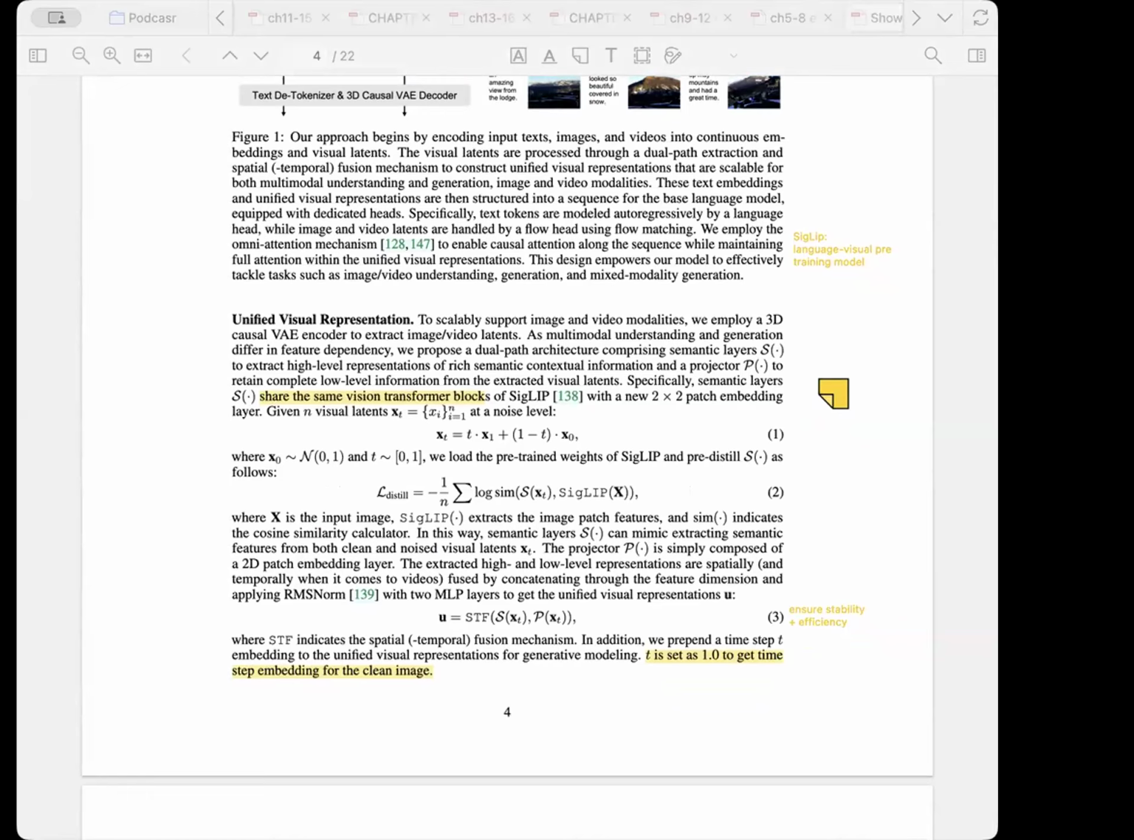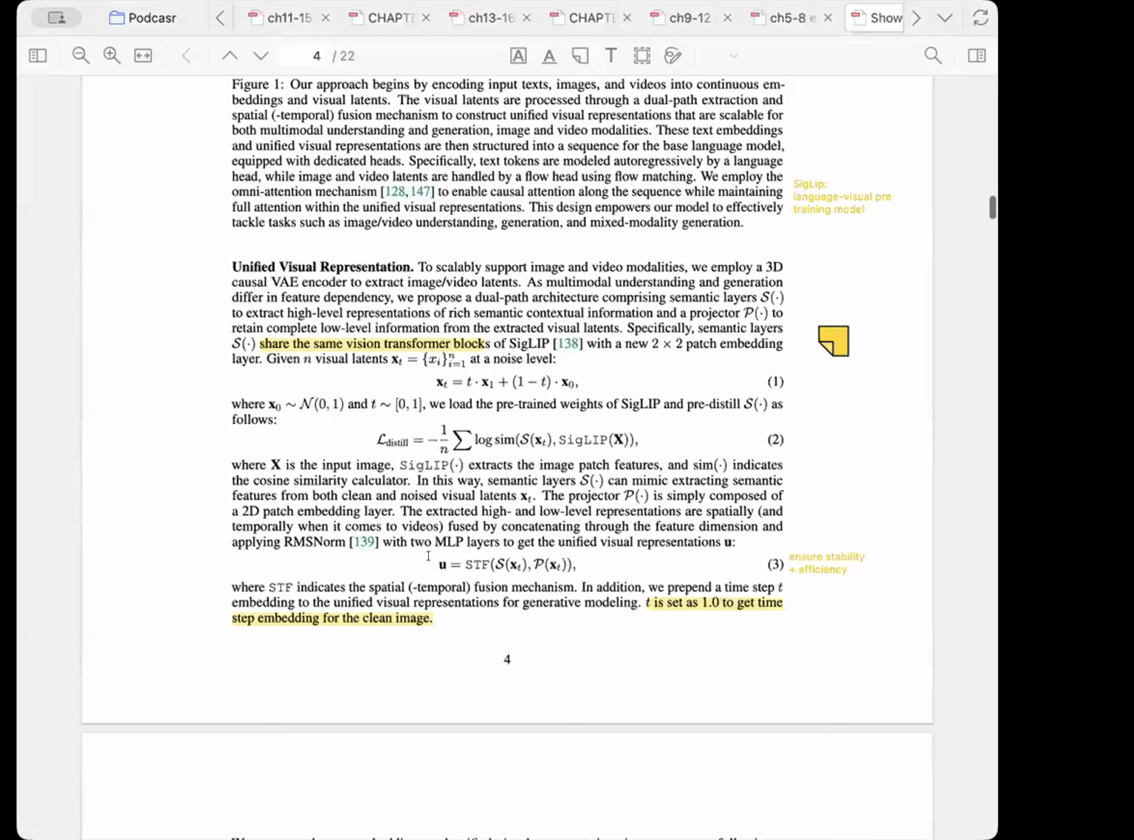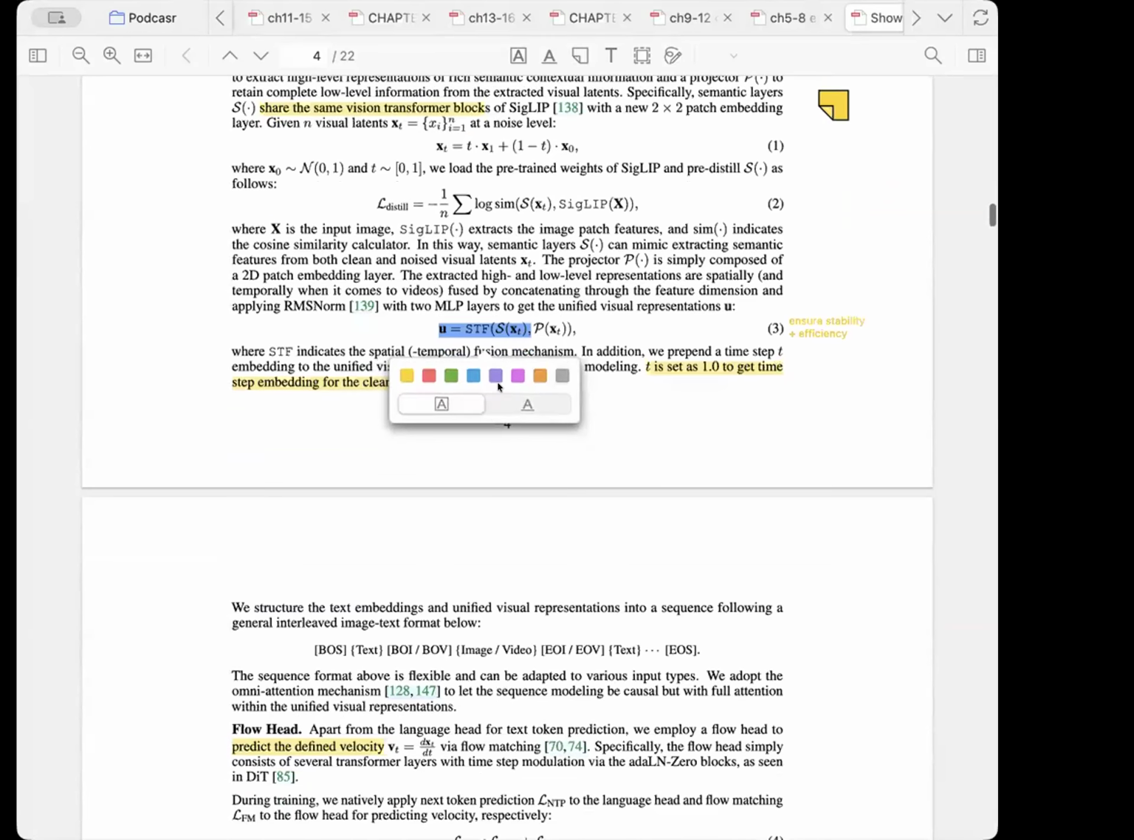it means for the semantic layer, it has a model which is called SigLIP. SigLIP is a quite high-quality visual language pre-trained model. So basically what the semantic layer does is it shares the vision transformer weights of the SigLIP. So it can preserve the language knowledge. And after that, it will be a projector path. So it is of this one.